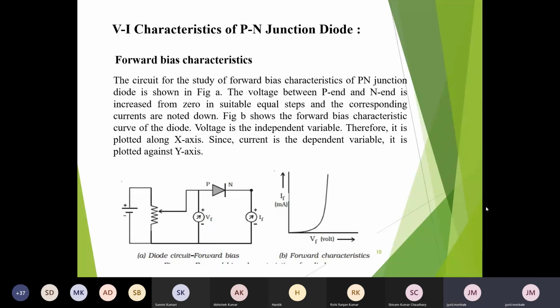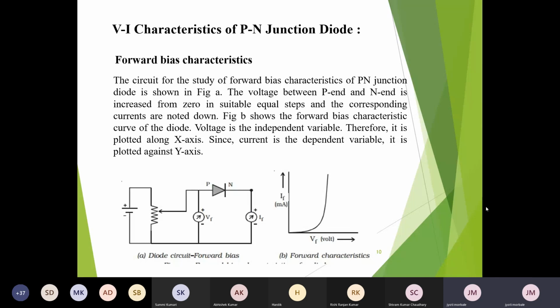So here our dependent variable is current, that should be drawn on the y-axis. As this is for forward bias characteristics, the x-axis defines forward voltage and the y-axis defines forward current. As we have discussed earlier, starting from zero, a very small amount of current is there. As soon as the battery voltage crosses the cut-in voltage or knee voltage, we can see a sudden increase in the current, a sharp curve. So remember, this PN junction diode is a non-linear device. As voltage increases, the current does not increase in the same way; it is not a proportional increment here.